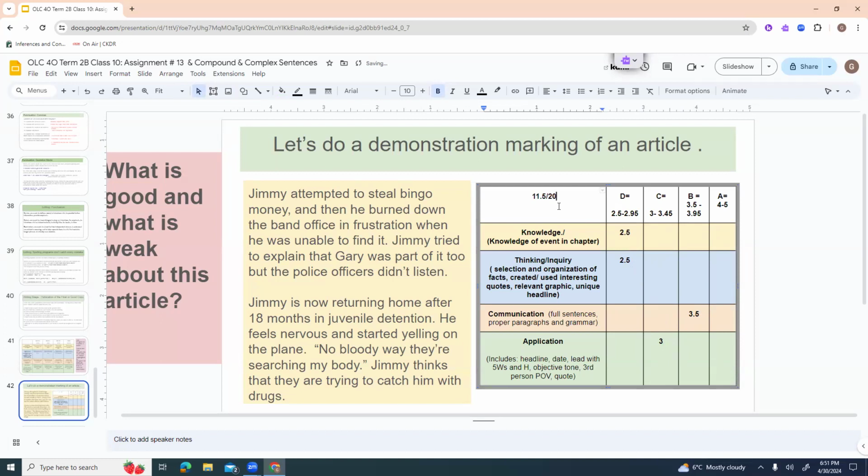Okay. Just kind of did that so you had an idea of how I'm marking things so you kind of know what you're looking for when you do stuff yourself. If you have any questions about this, go ahead and contact me. I'd be happy to answer.